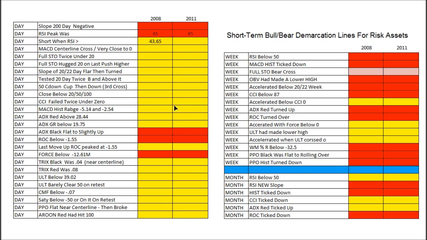The more of these that we can check off as we go forward this week, the more red that we see here, the higher the probability that we're going to see bearish outcomes and a continuation of the bear market. So this is just a way for us to monitor things in the next week to 10 days.